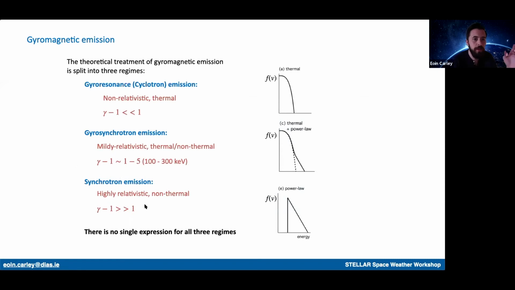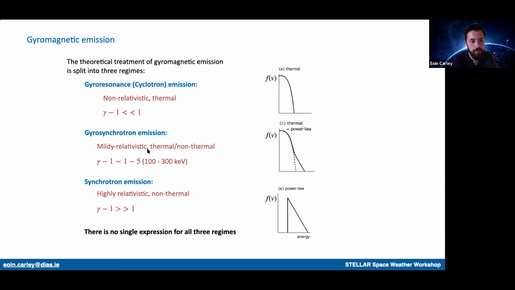So in reality, it's split up into 3 different energy regimes. For example, gyroresonance or cyclotron emission, you'll often see that for quiet active regions with thermal emission. This is the gyromagnetic emission produced when you have a thermal distribution of electrons, okay? And it's usually non-relativistic.